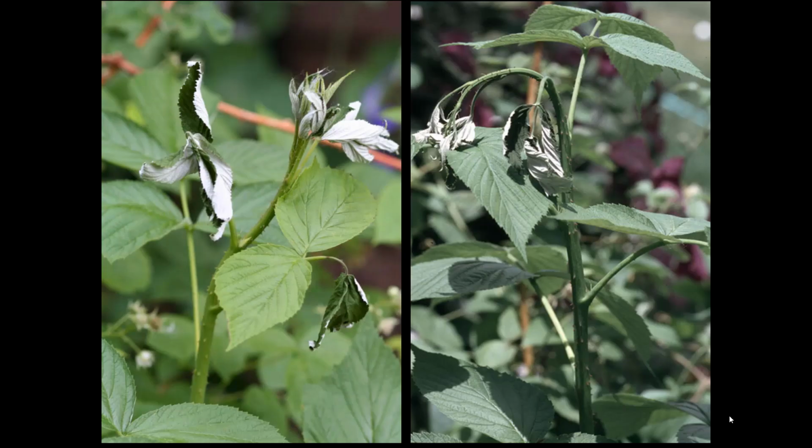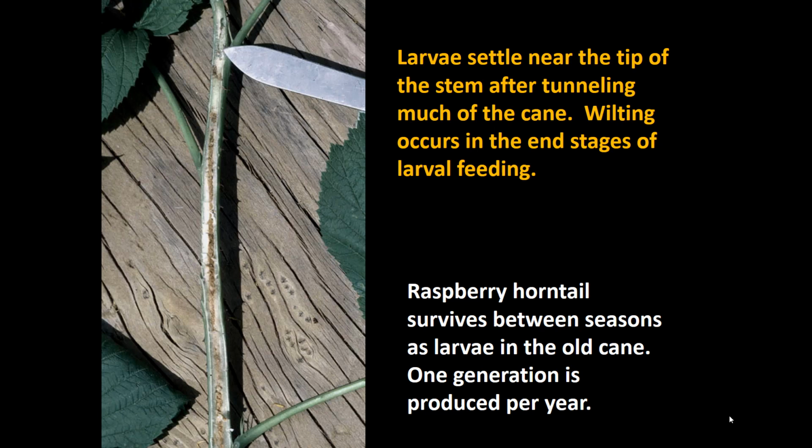So this would be some more symptoms that I found in my backyard this last summer, where the leaves just don't look right. They didn't come out correctly because, again, something had been tunneling internally. So ultimately, they will settle near the tip of the stem after tunneling much of the cane, and they are going to overwinter in that stage. There's only one generation produced, but they will be in the cane in the upper part between seasons.